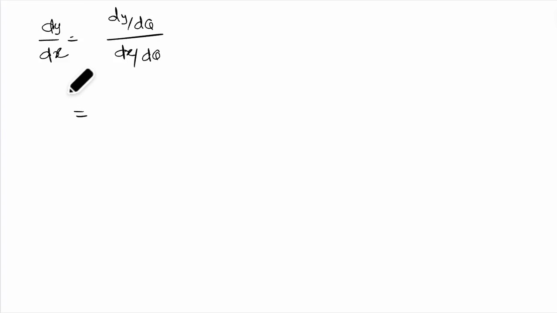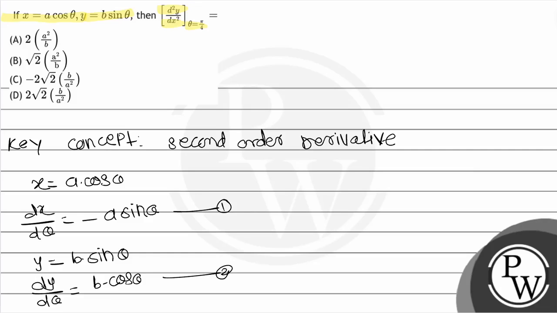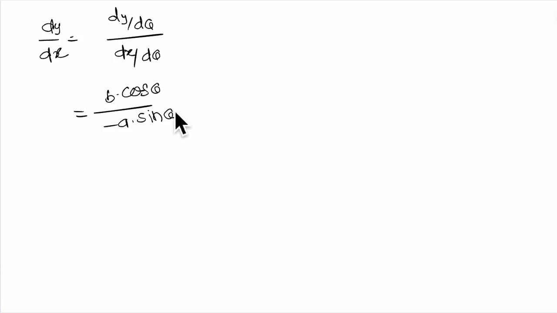So what is the dy by dx, guys? Dy by dx will be dy by d theta upon dx by d theta. So substitute the values, guys. So what will be the answer? Dy by d theta will be b into cos theta upon minus a into sin theta. So what will be the simplification, guys? This is the dy by dx equal to minus b upon a into cot of theta. Call this equation number 3.